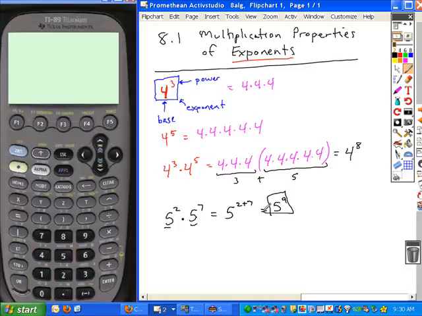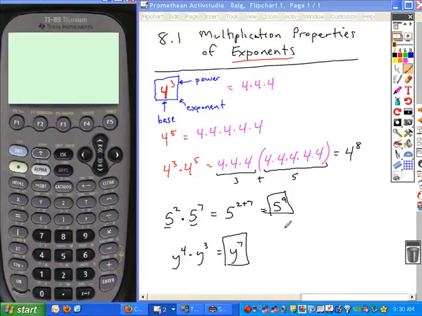All right, let's say you had something like this. y to the 4th times y cubed is equal to what? Common base y to the power of 7. Add their powers, and you get your total. Okay, so it works for variables as well as numbers.